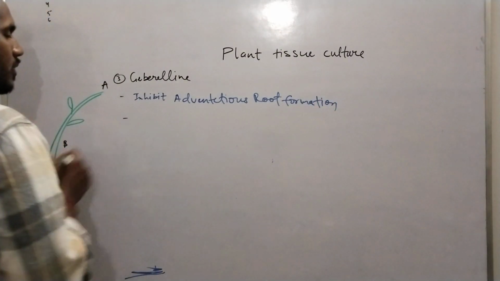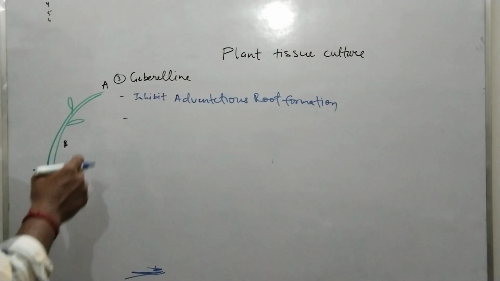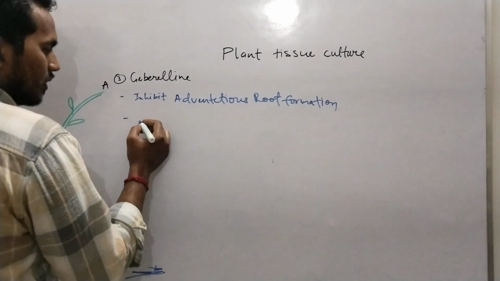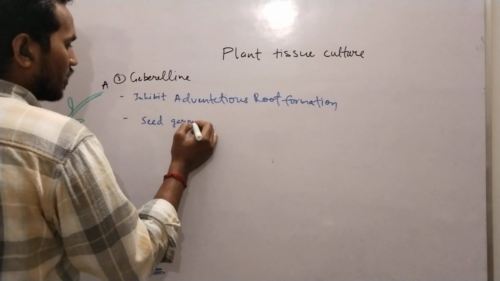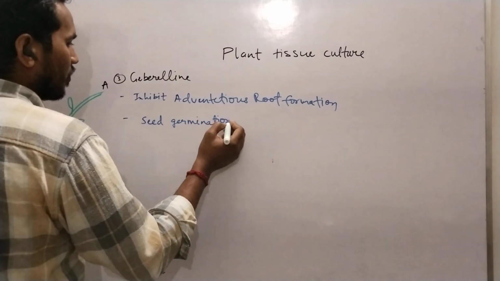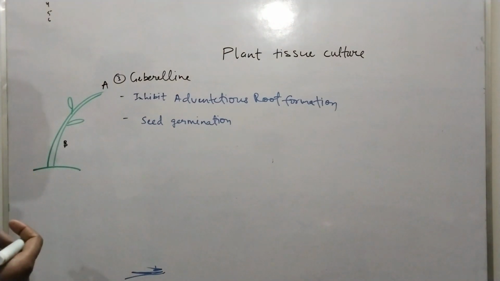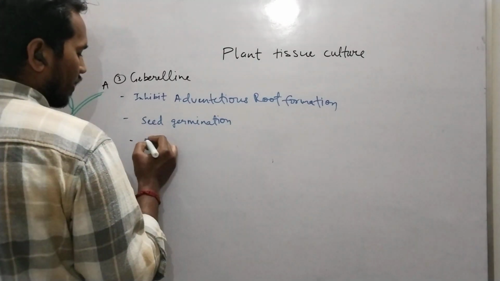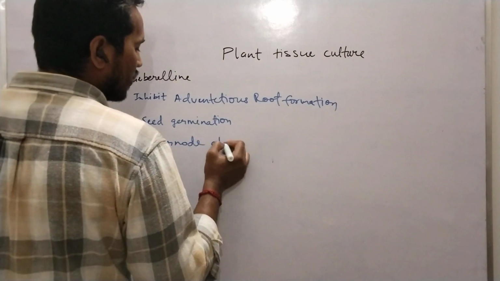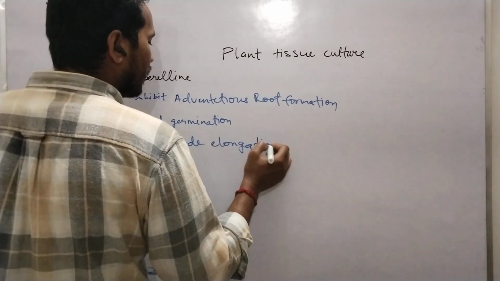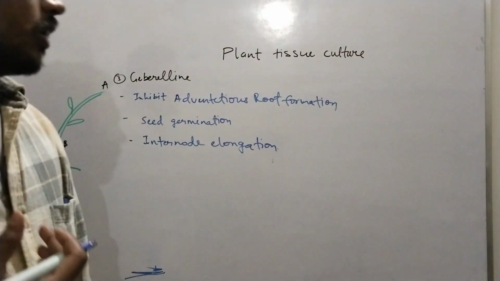Then it will help in seed germination. We are not using seed in tissue culture here, but we can use it in different types of tissue culture. Got it? Seed germination, and the most important thing, internode elongation. So anyhow, it will be very important for the growth of the shoot.